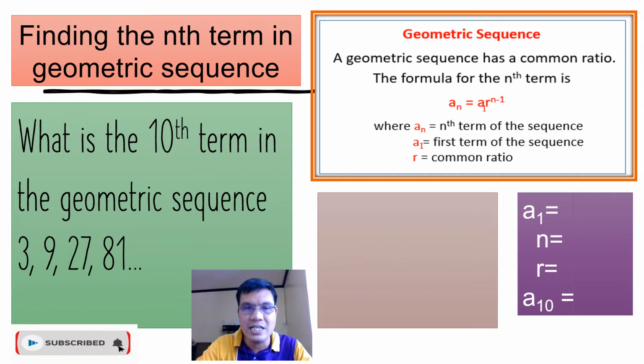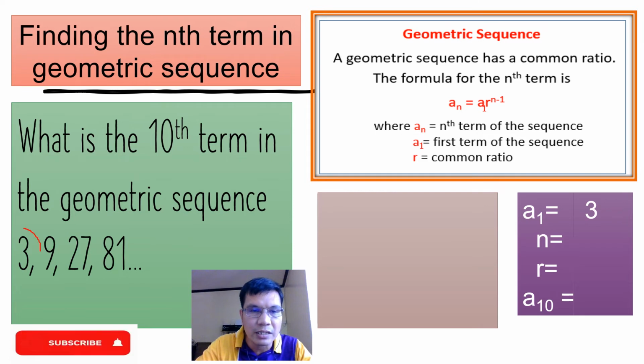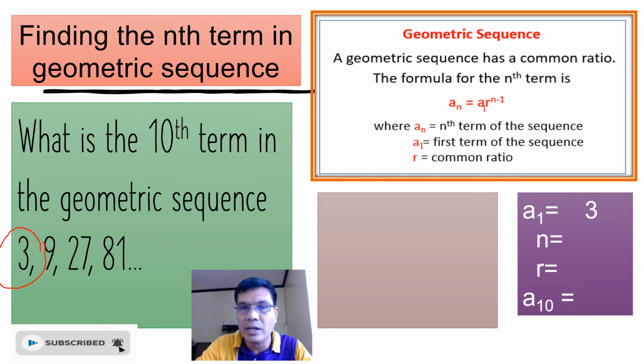Let us try this. What is the 10th term in the geometric sequence 3, 9, 27, and 81? What is the 10th term? So we are looking for the A sub 1. What is our A sub 1 here? So again, that is 3. Okay, see, 3 ang ating first term. What is our n? We are looking for the 10th term. So ang n natin ay 10.